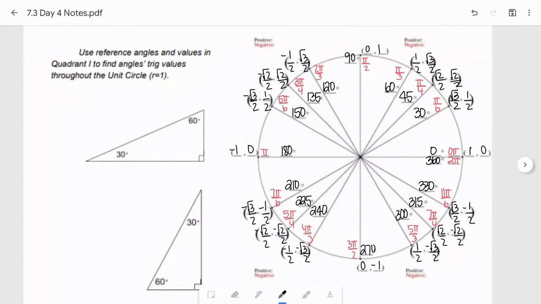If you're still having difficulties with memorizing the unit circle, there are many different hints and tricks to help you out. Please make sure that you're reaching out to your teacher for help if you are still struggling.